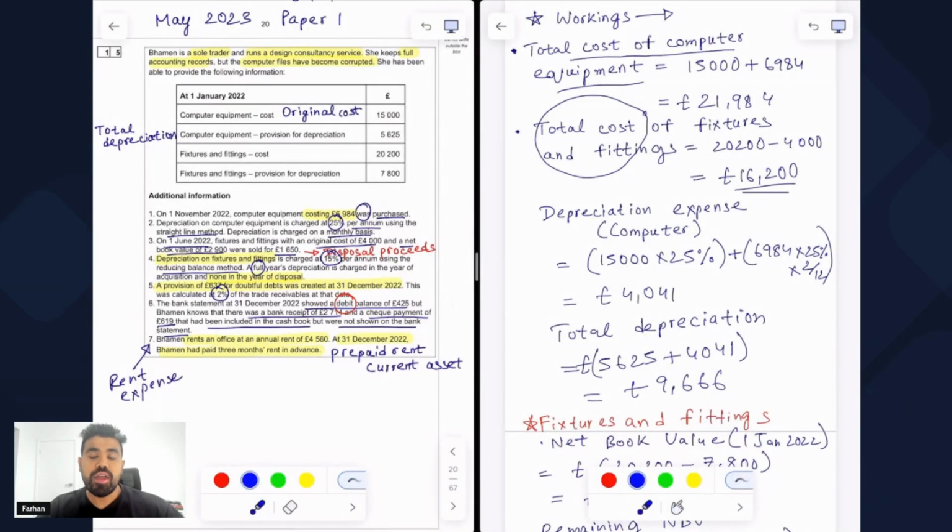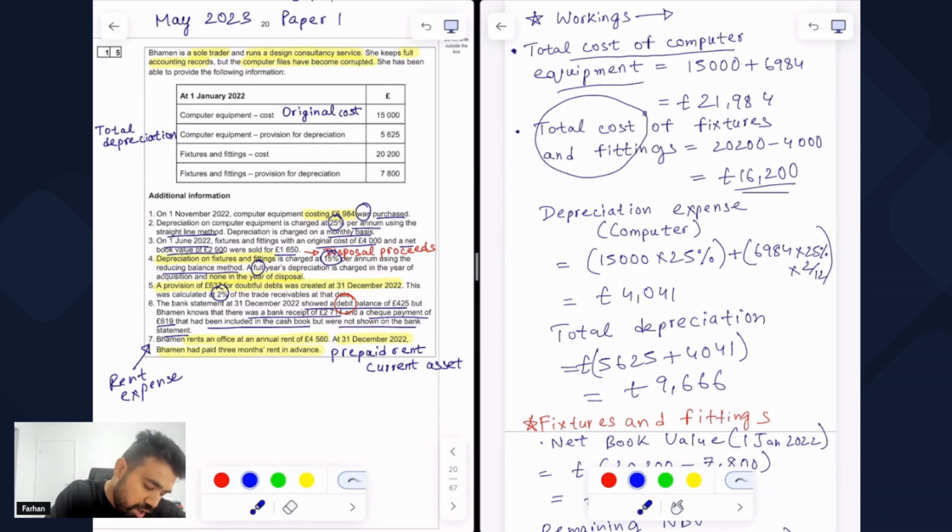My name is Farhan, and in today's lesson, you will solve question number 15 from May 2023 Paper 1 exam. This question requires you to prepare a balance sheet extract and comes with many complications. We'll walk thoroughly through this question and ensure you have a proper understanding by the end of today's lesson. So with that being said, let's get started.